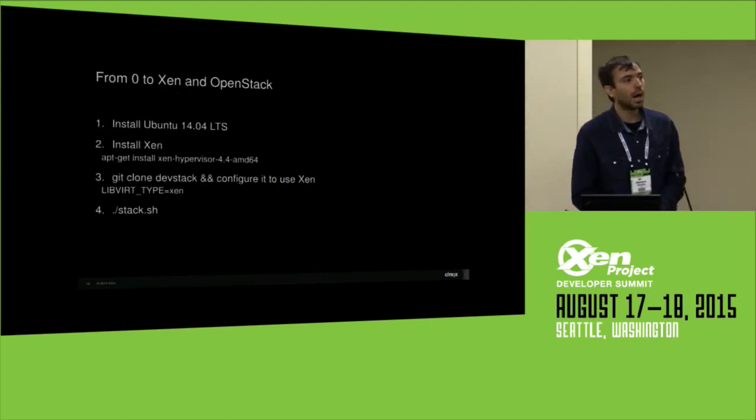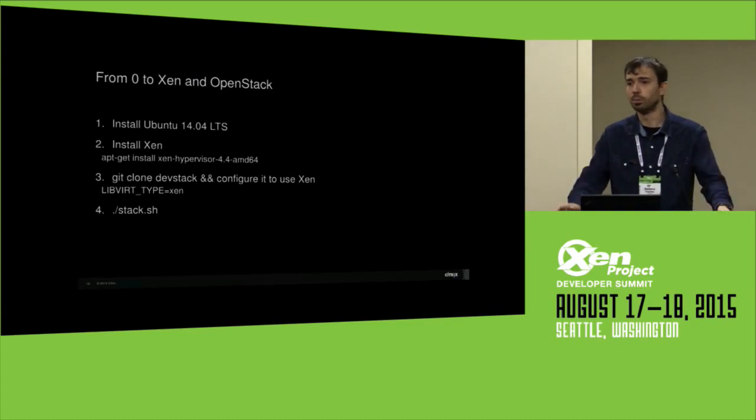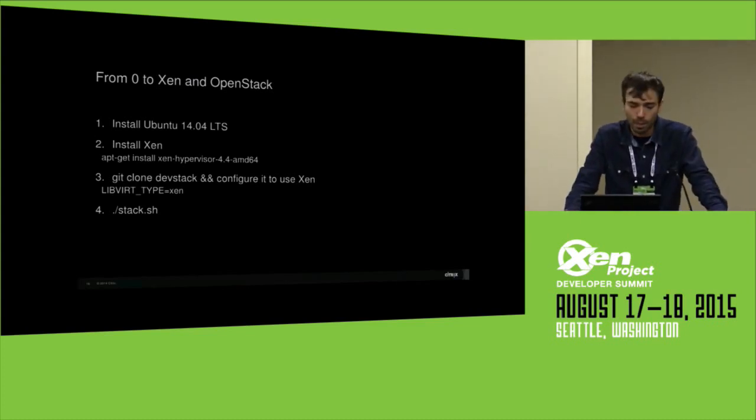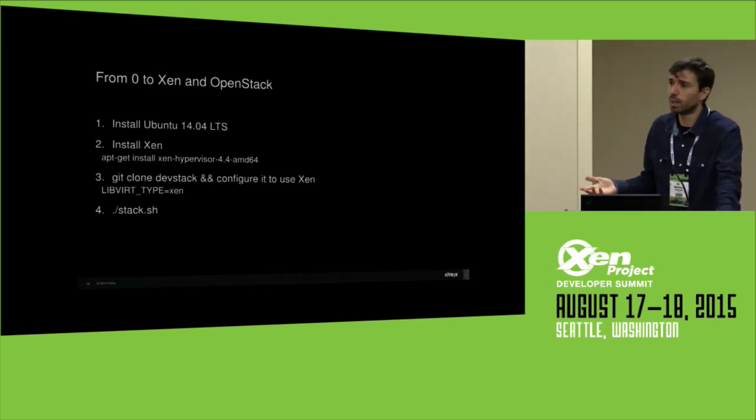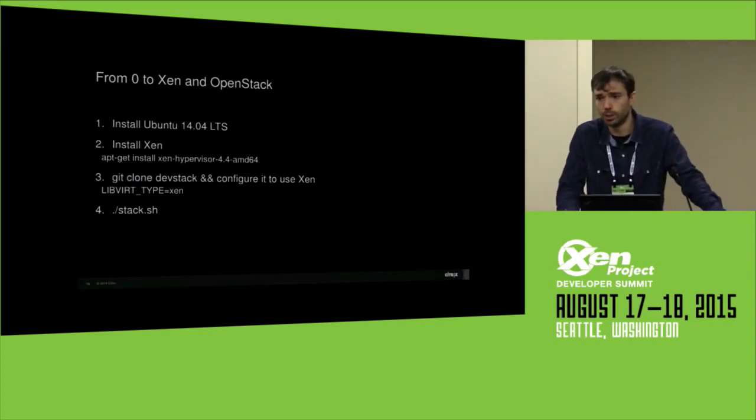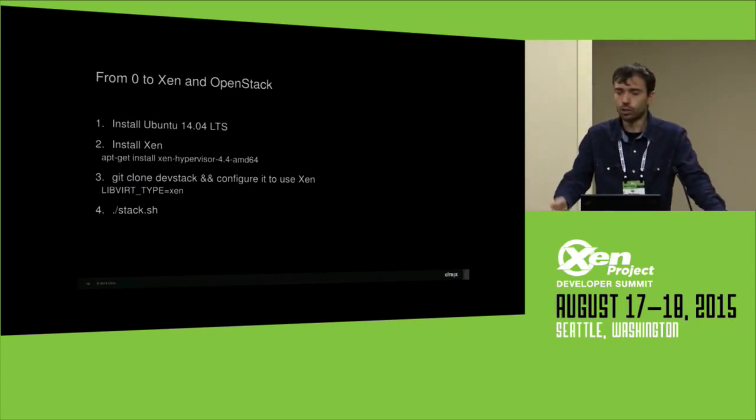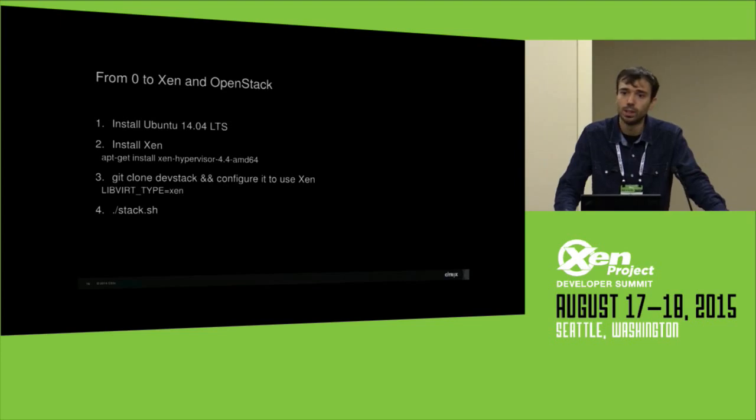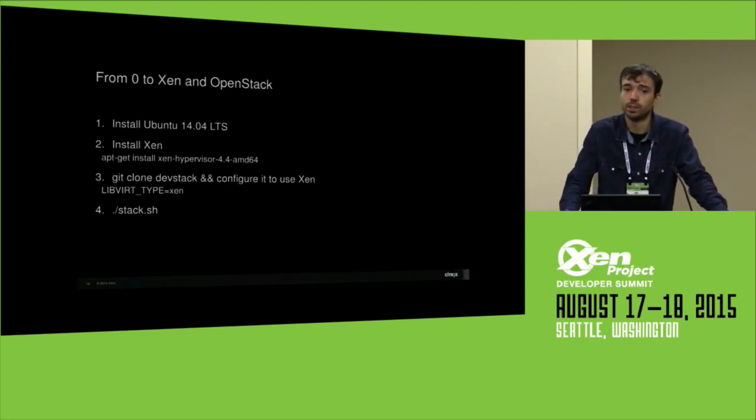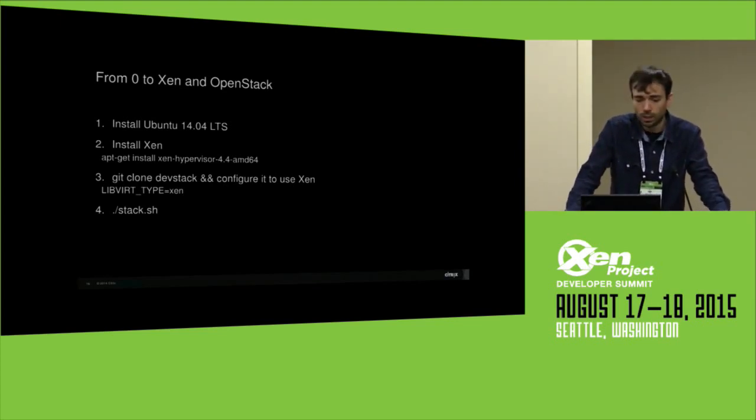So how do you set up OpenStack with libvirt? This is basically what we do in the CI loop, and it works pretty well. You install the latest Ubuntu LTS, you install the Xen packages from the Ubuntu repositories as usual. Then you clone DevStack. DevStack is the main way to deploy OpenStack from source. It's what all developers use, and it's also what the CI loop uses.